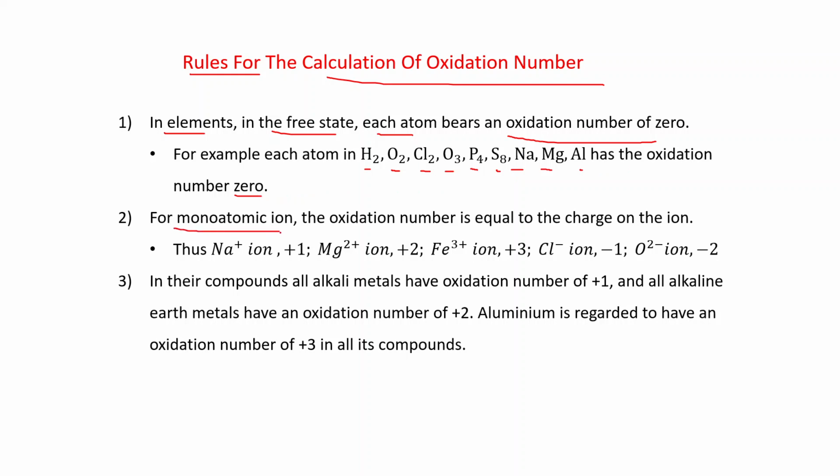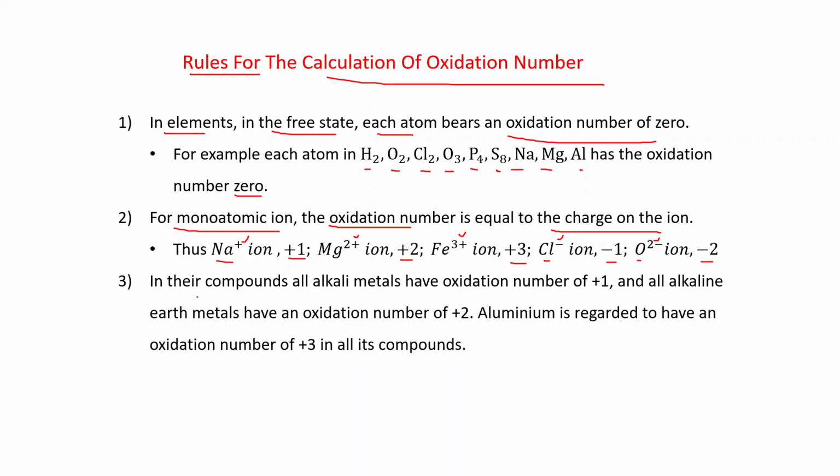For a monoatomic ion, that is an ion in which only one atom is present, the oxidation number is equal to the charge on the ion. For example, in Na+, one positive charge is there, so the oxidation number is +1. Mg2+, two positive charges, so the oxidation number is +2. Fe3+, three positive charges, so the oxidation number of iron is +3. Cl- ion, one negative charge, so the oxidation number of chlorine in Cl- is -1. Oxide ion O2-, charge is 2 negative, so the oxidation number of oxygen in the oxide ion is -2.